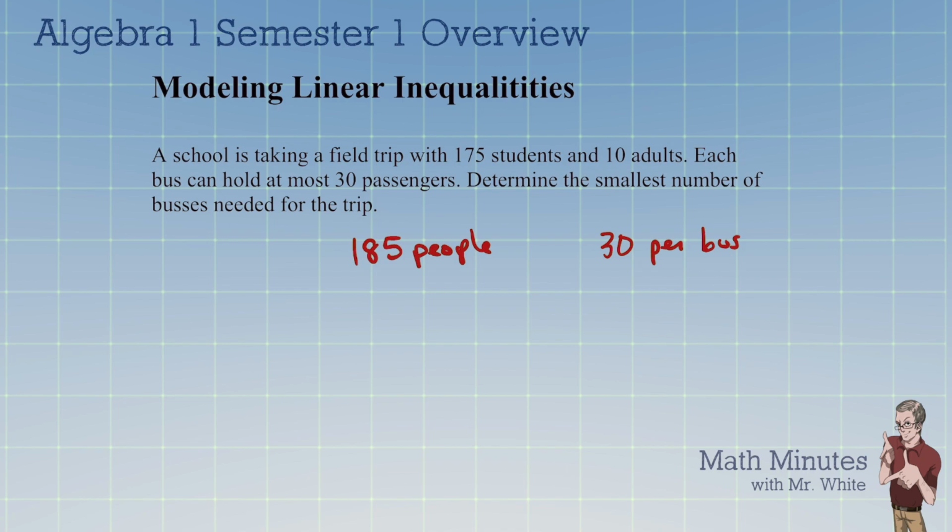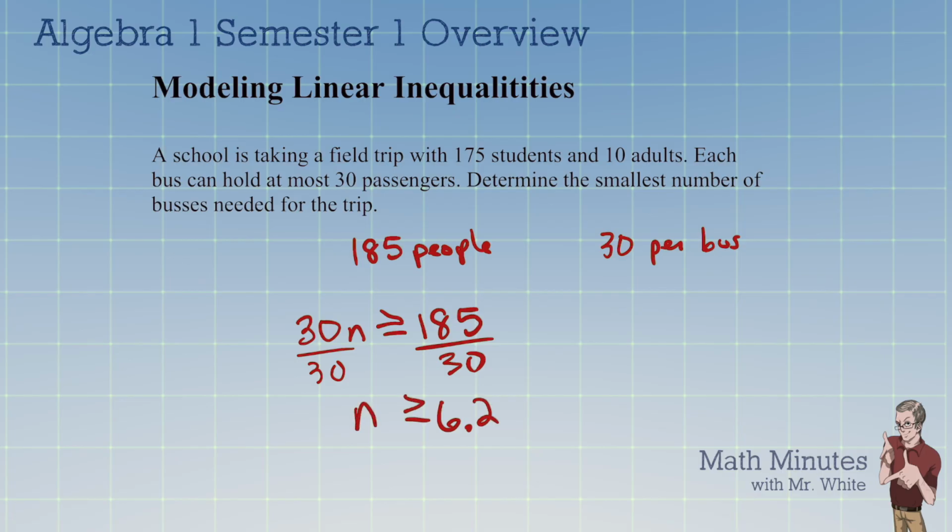So we want the smallest number of buses possible. So every bus can hold 30. So 30 times the number of buses, we want that to be bigger than or equal to 185. Now, why bigger? Because we need to have capacity of at least 185, right? We need to have capacity for maybe 200. So if we divide by 30, I'm going to go to my handy dandy calculator here. 185 divided by 30 is 6.2. So the number of buses could be greater than or equal to 6.2.